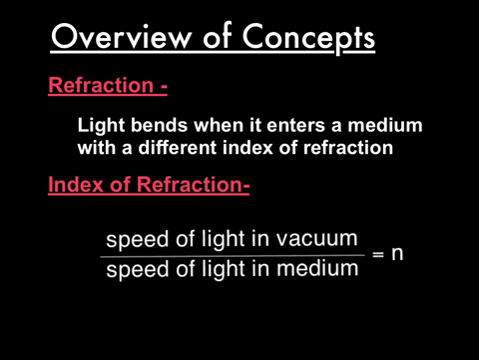Now let's talk a little bit about refraction. So refraction is when light bends when it enters a medium with a different index of refraction. This is very important. The index of refraction has to be different. And then a definition for the index of refraction, N, is just speed of light in a vacuum divided by speed of light in the medium. Medium being whatever it travels in.